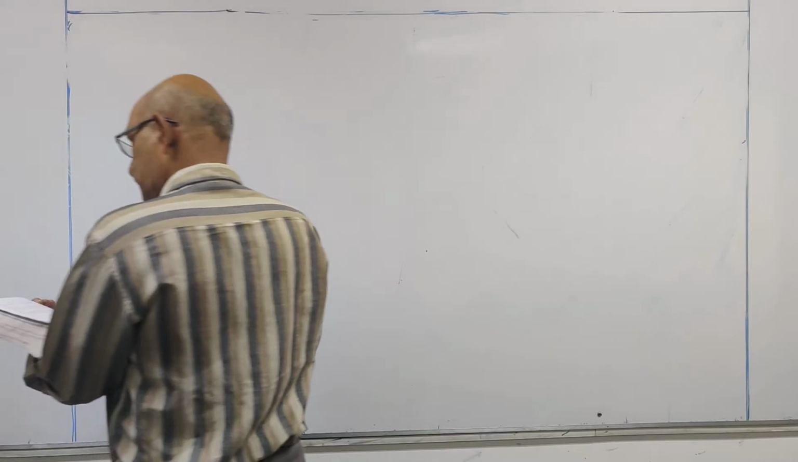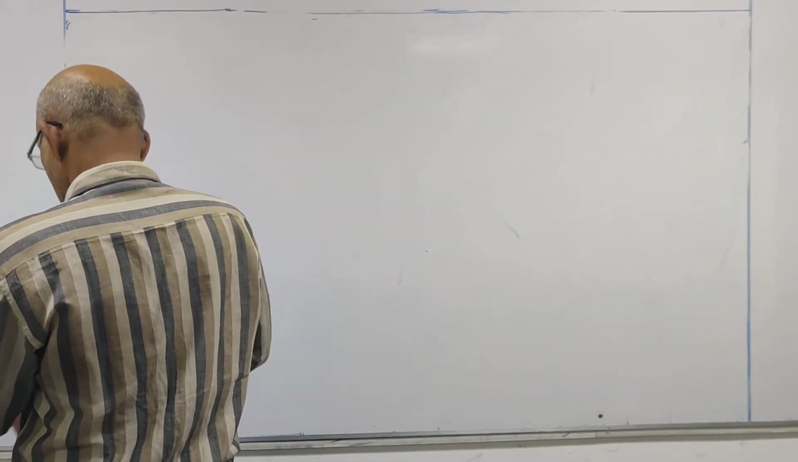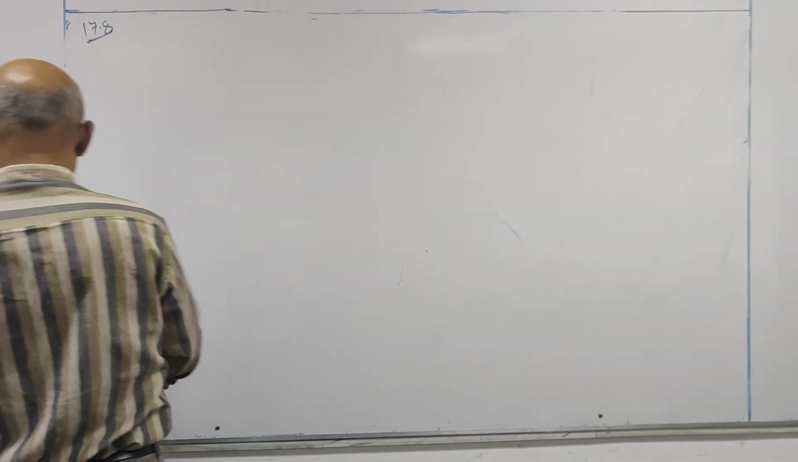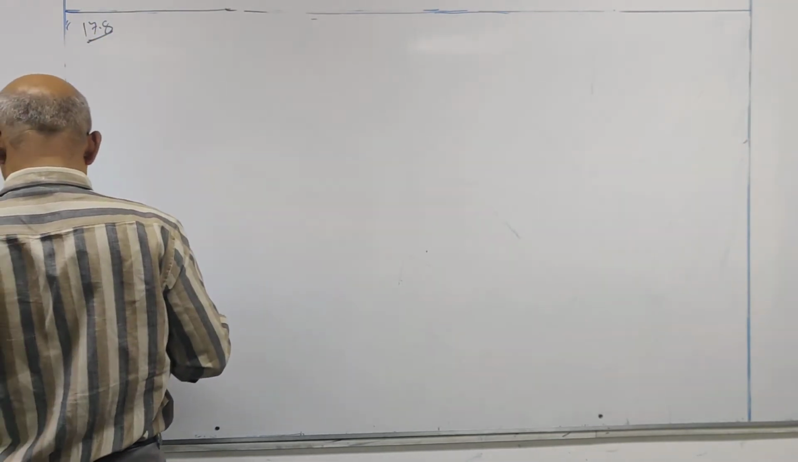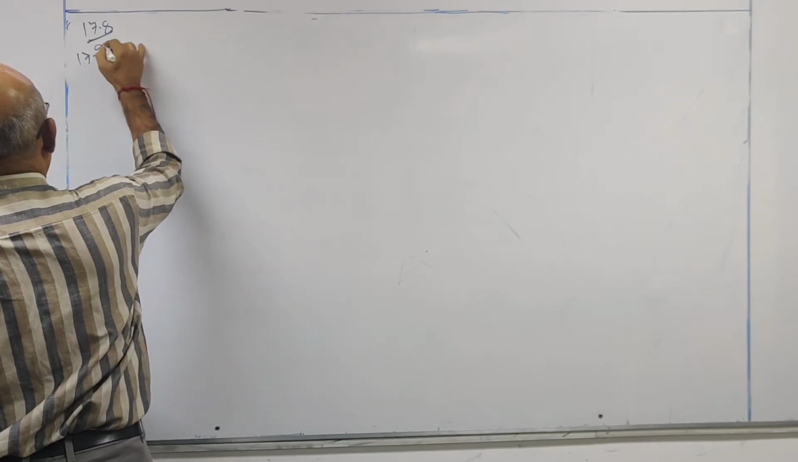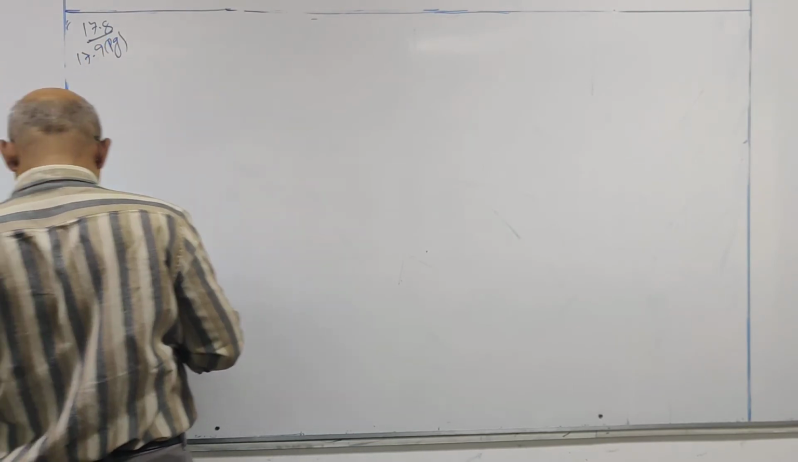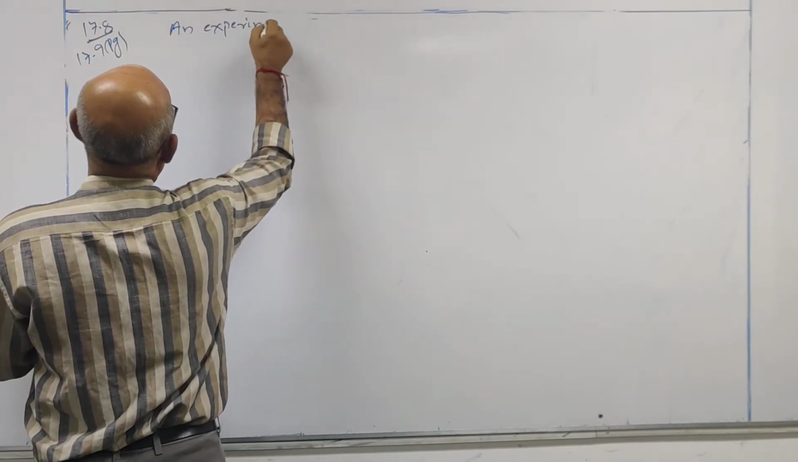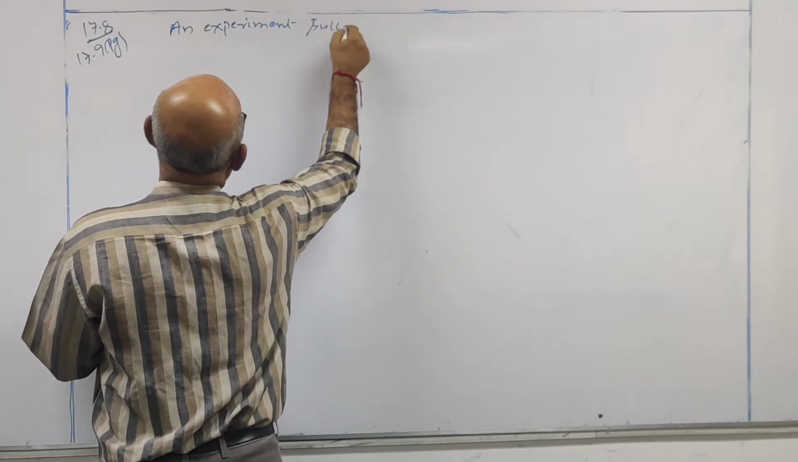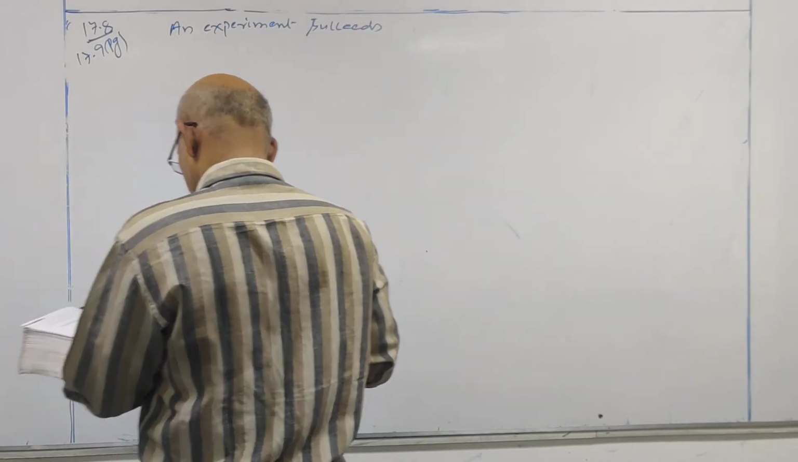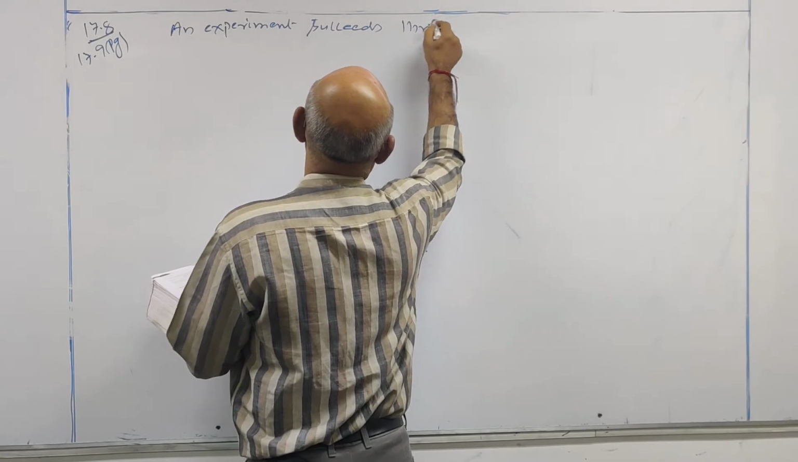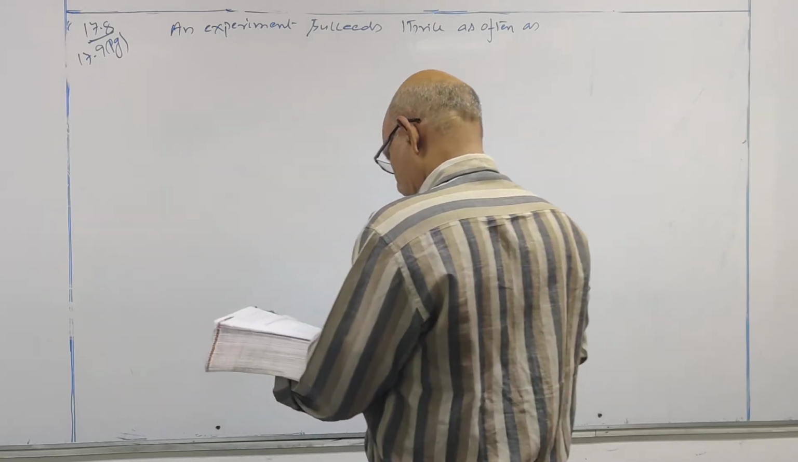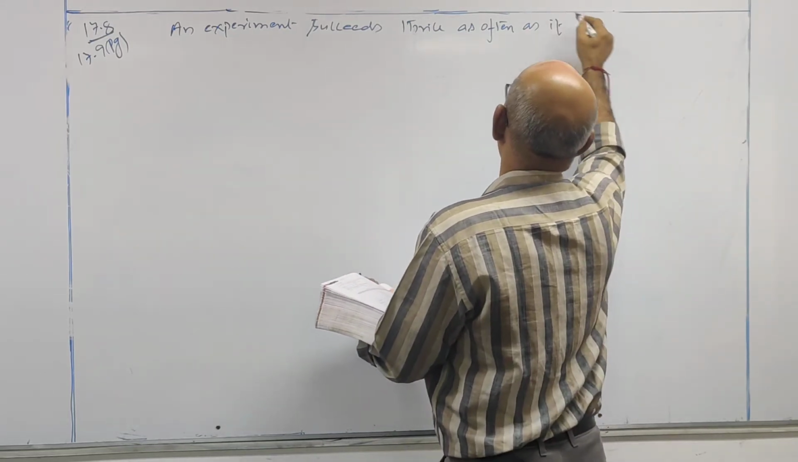Now let us see. Example number 17.8, page number 17.9. An experiment succeeds thrice as often as it fails.